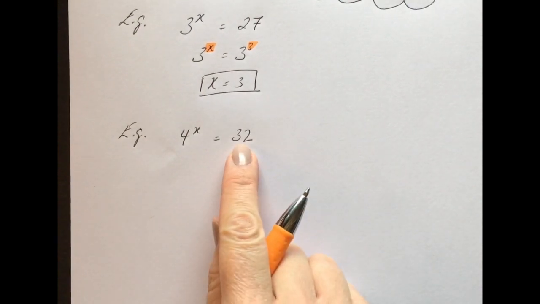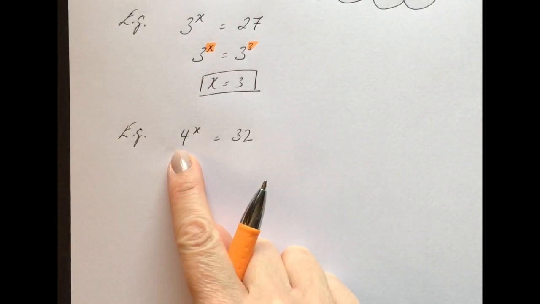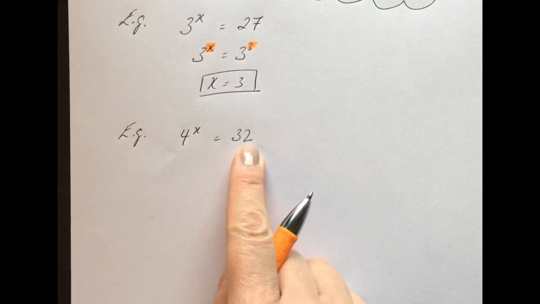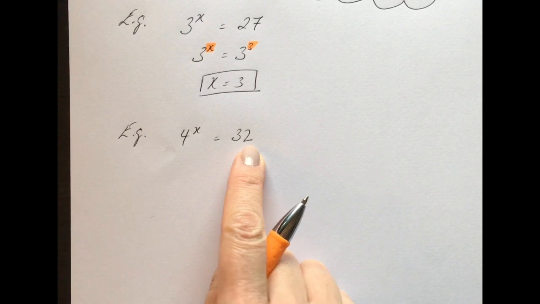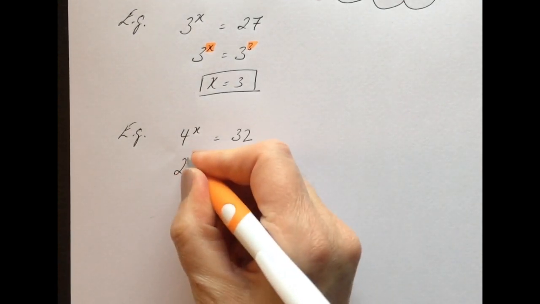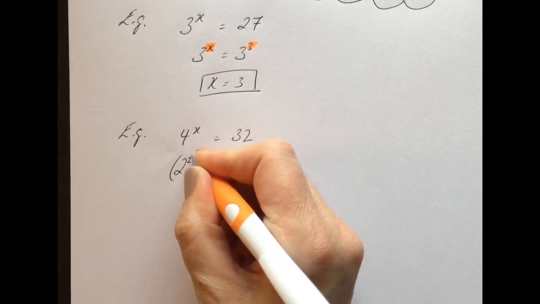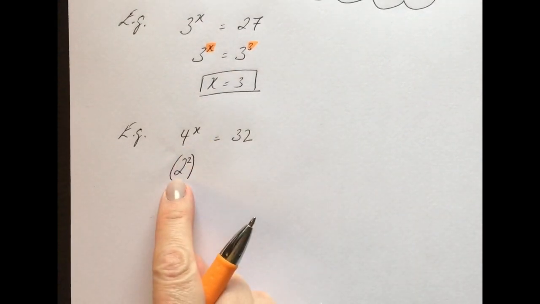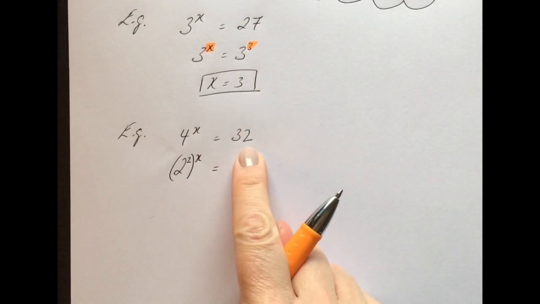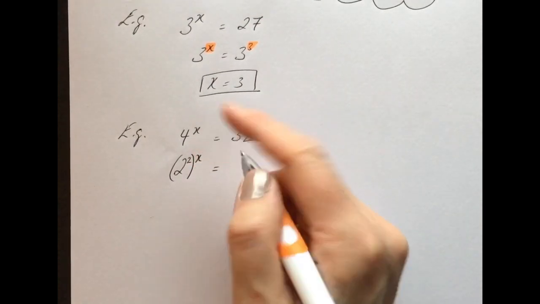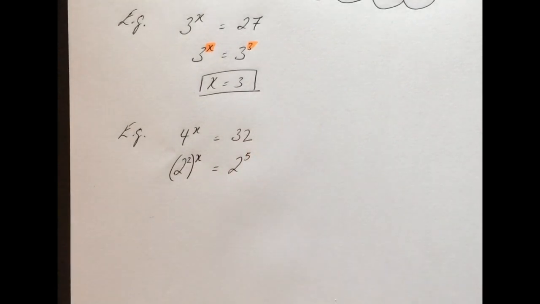So since I've spotted that I cannot write 32 as a power of 4, I'm then going to see what number I can write both of them as powers of. So 4, as I said, is a power of 2, or it can be written as 2 to the power of 2. So instead of 4 to the power of x, I can write 2 squared to the power of x. And 32 can be written as a power of 2 because 2 to the power of 5 is equal to 32. Okay, because 2 times 2 times 2 times 2 times 2 is 32.